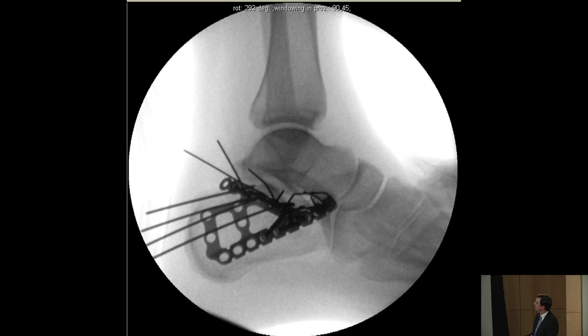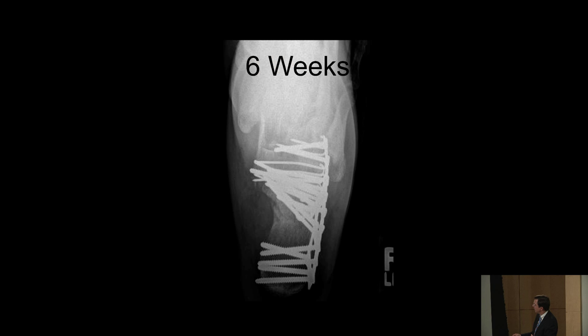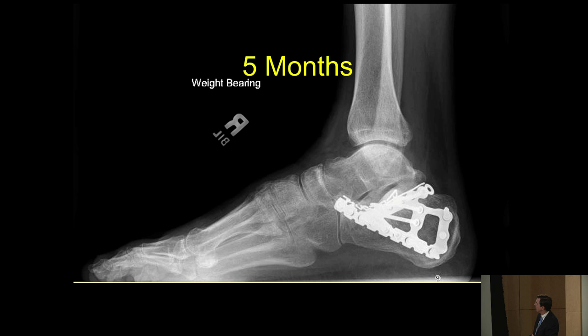And the real key is on the lateral view. Now the anterior process is brought down to that sustentacular fragment. Posterior facet is anchored also to that fragment, and then the tuberosity is brought out of varus with the stiffness of the plate here at 6 weeks. Here you see the axial projection. So we're using the stiffness of the plate to control the tuberosity, and the clinical alignment at 5 months, what you're trying to establish is that position of the heel when they strike the ground.